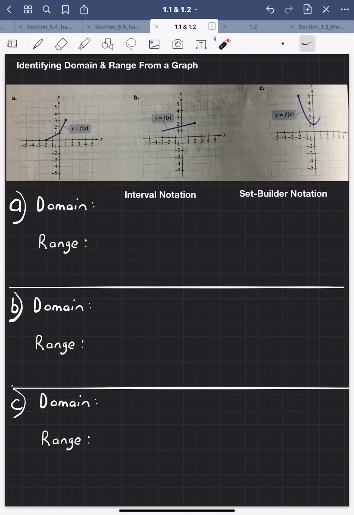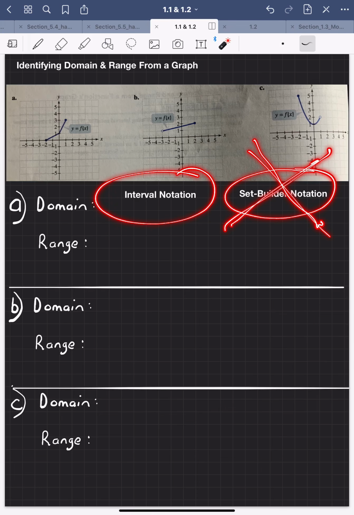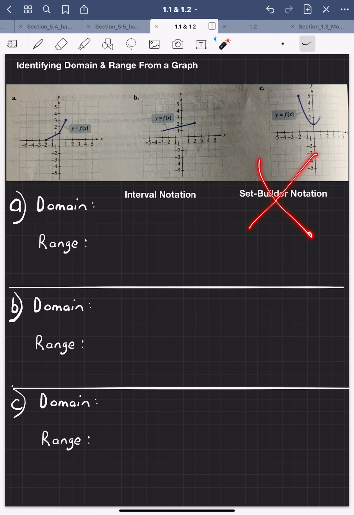For the first part, I'm only going to focus on interval notation. In fact, don't worry about set builder notation for this class. The only reason I'm even introducing it is because it might show up in your homework, and I just want you to know what they're talking about. But this is the one that I want you to focus on. We'll come back and I'll show you what that looks like, but let's focus on just interval notation right now.